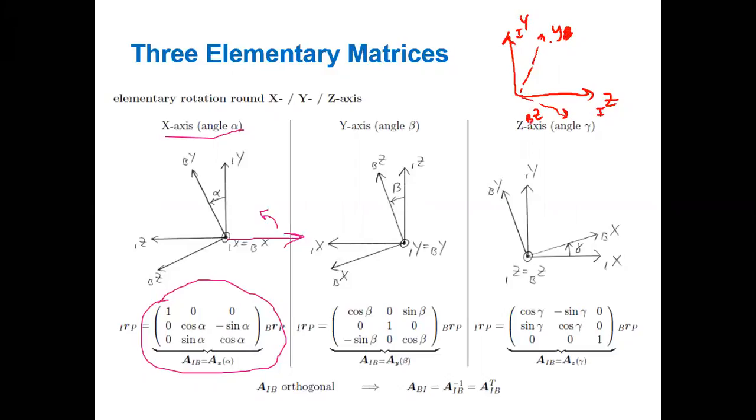So to take care of that, if it's going the other way, you just put a minus alpha in, right? If the B frame is rotated counterclockwise here, then you just use a minus 15 degrees instead of a plus 15 degrees. Okay. All right. That makes sense. Good.